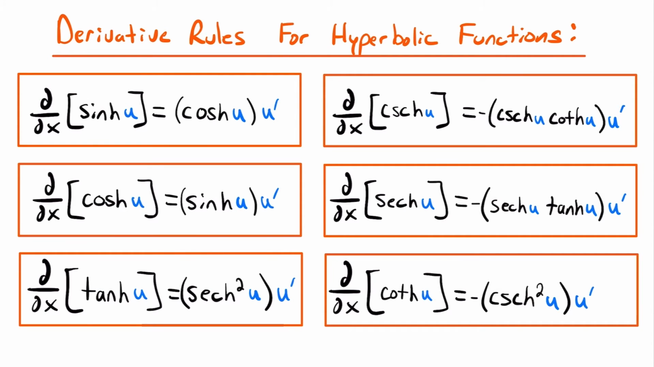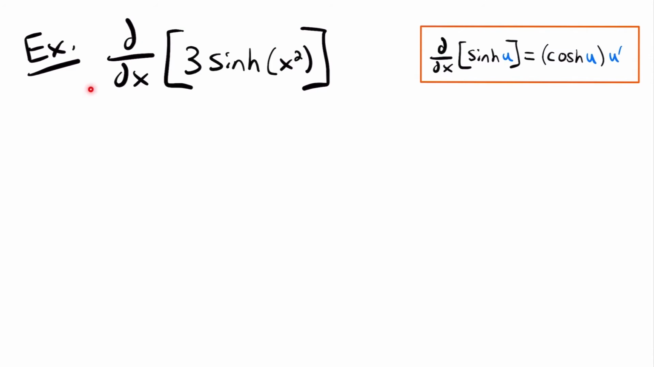All right, and so with that, now that we have learned the derivative rules for hyperbolic functions, let's go ahead and use them with some example problems. All right, so here we have our first example. We have the derivative of 3 times hyperbolic sine of x squared.